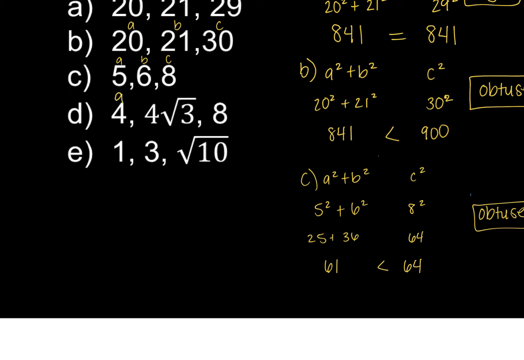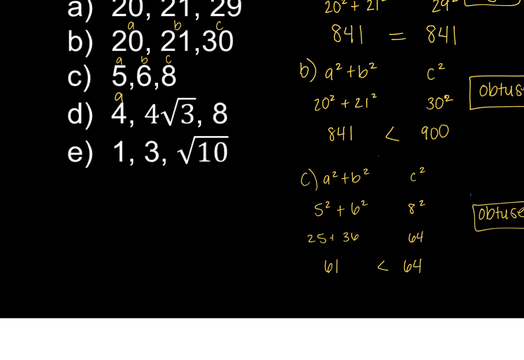4 is either going to be A or B, so let's just put A next to 4, because that has to be the smallest side. But 4 times the square root of 3, we have to compare that with 8. Now, some people already know it. They're like, well, the square root of 3 is less than the square root of 4, and 4 times 2 is 8. But if you don't see that initially, do it this way.